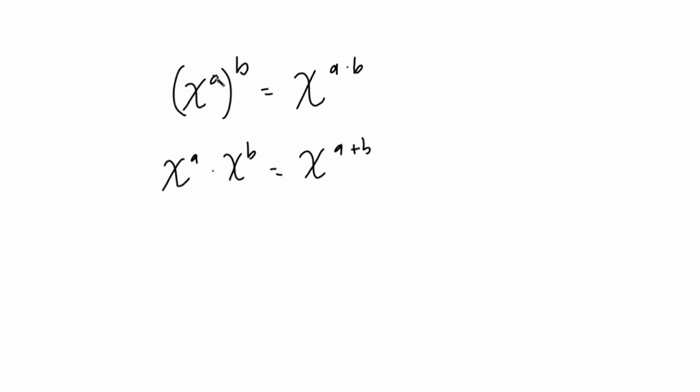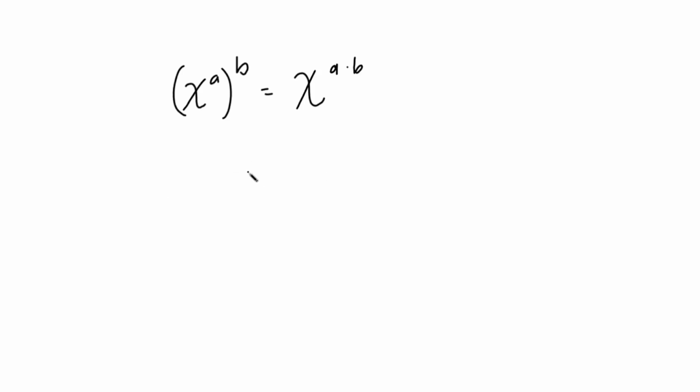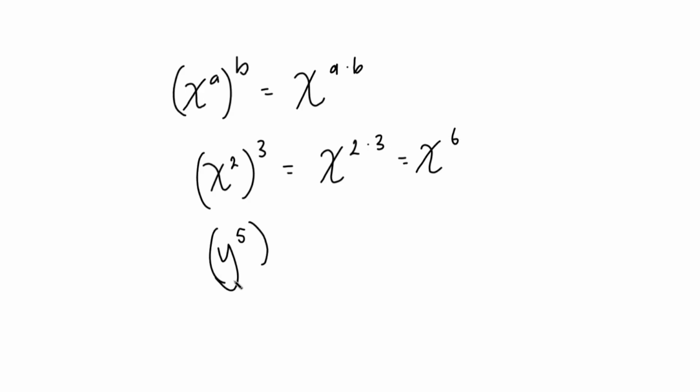So this is two exponents. This is an exponent here and another exponent here. Here is where we multiply. So for example, let's do an example of this. Let me get rid of this. So we have x squared to the power of 3. We just do x, 2 times 3, which is x to the power of 6. If we want to do another example, y to the power of 5 to the power of 3 is going to be y, 5 times 3, which is y to the 15th power.